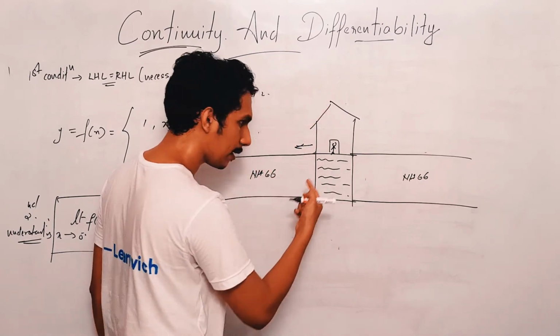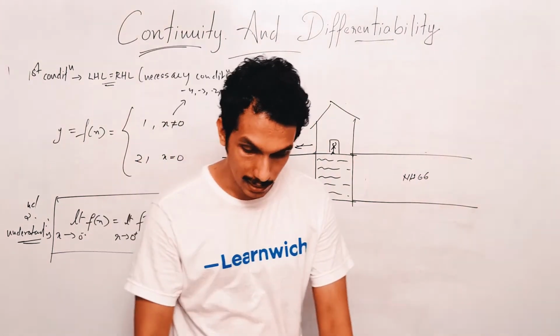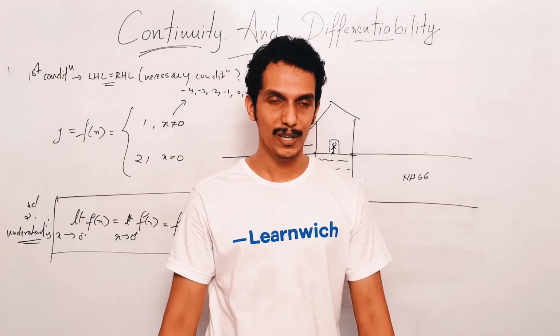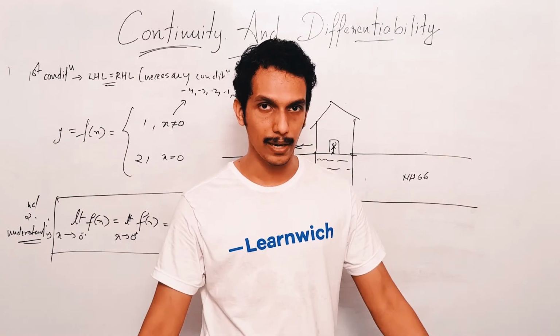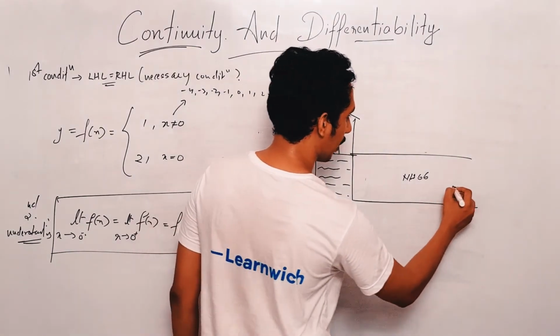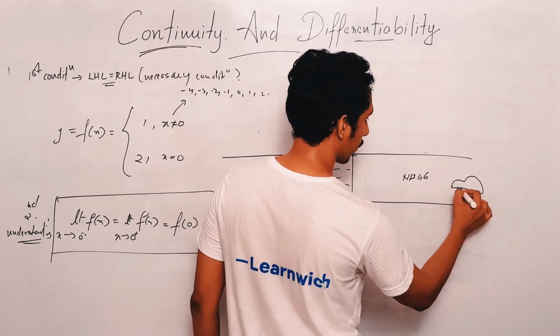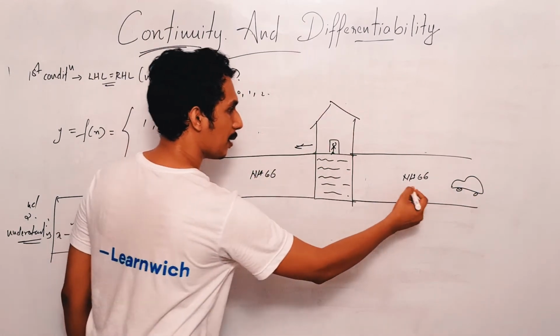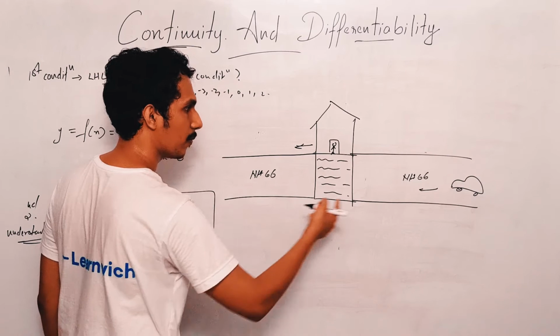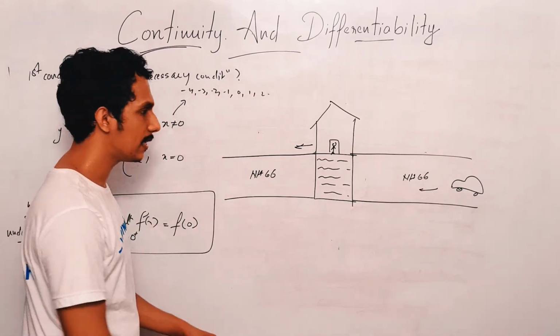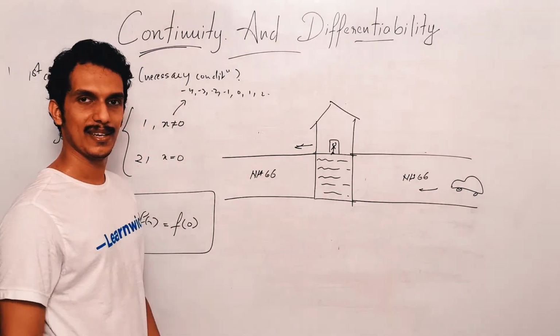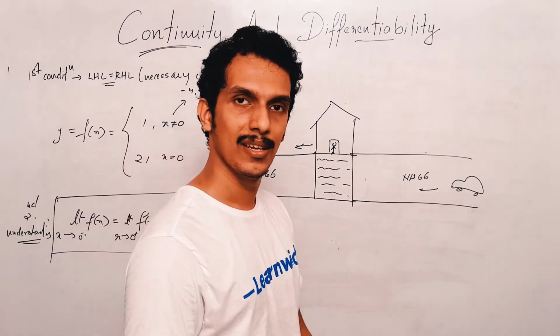But at the center, it is not NH66. At the center, what is it? It is a pool of water. You can't do anything. He cannot go anywhere. So let's say there is a car coming from this end. Will this car be able to cross this road? Is this road continuous? Look at this. No.